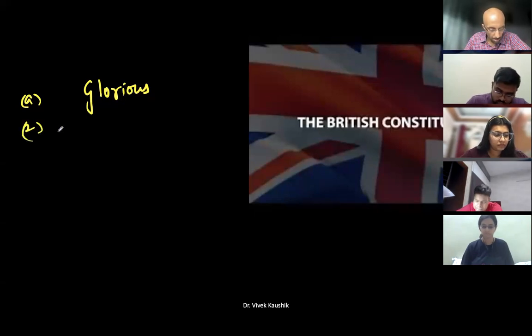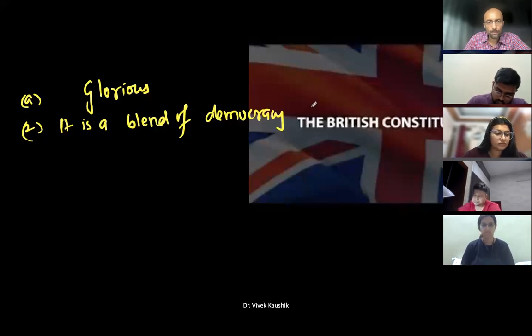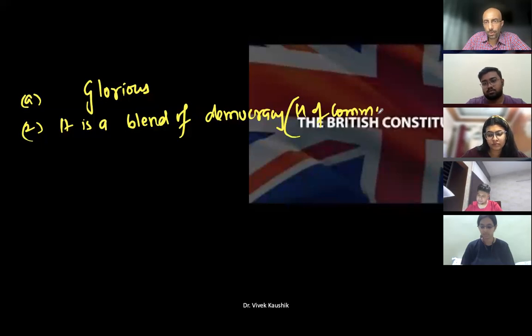Second point, it is a blend of democracy, in bracket. The symbol of democracy in Britain is, of course, the lower house, the House of Commons. So House of Commons symbolizes democracy, comma.